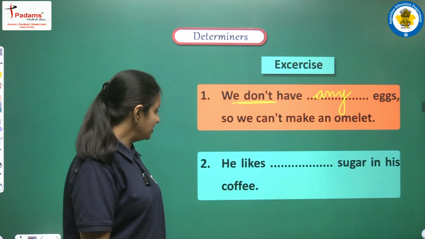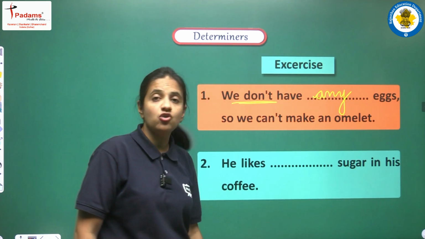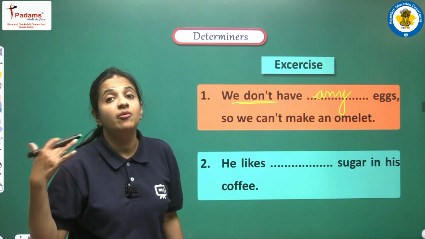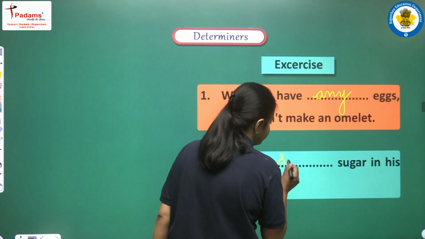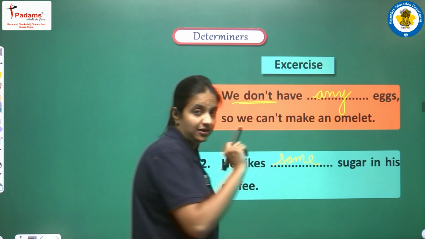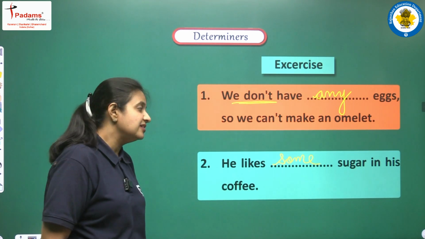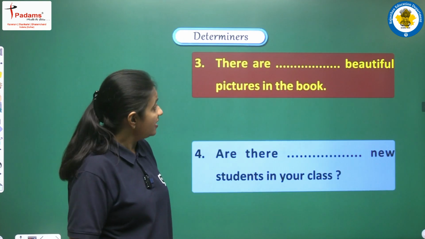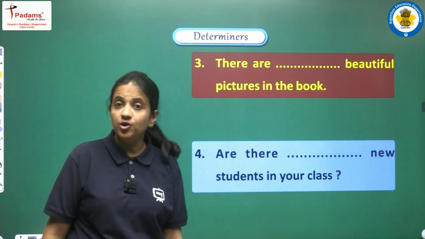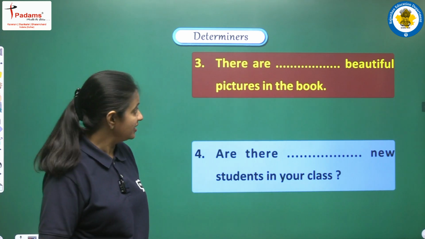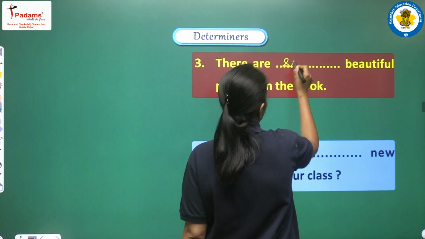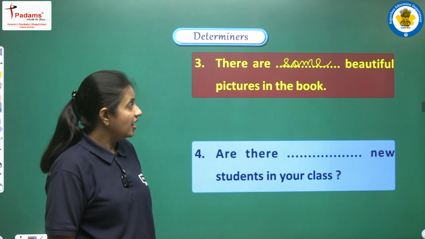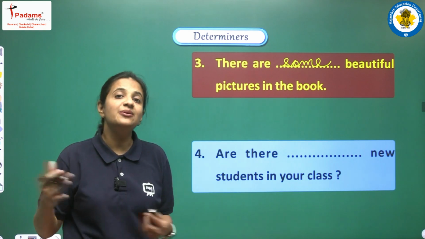Second sentence, he likes sugar in his coffee. So it's a simple statement. It's an affirmative sentence that we are having. And yes, in affirmative sentences, we have to use some. So now in this blank, we have to write some, and the complete sentence will be, he likes some sugar in his coffee. Moving on, next sentence, there are beautiful pictures in the book. Again, we are having one simple affirmative sentence, and in this affirmative sentence also, we have to use some. So we are writing some here, and the sentence will be, there are some beautiful pictures in the book.